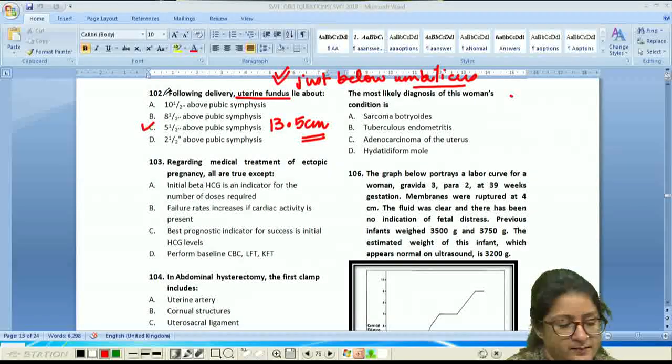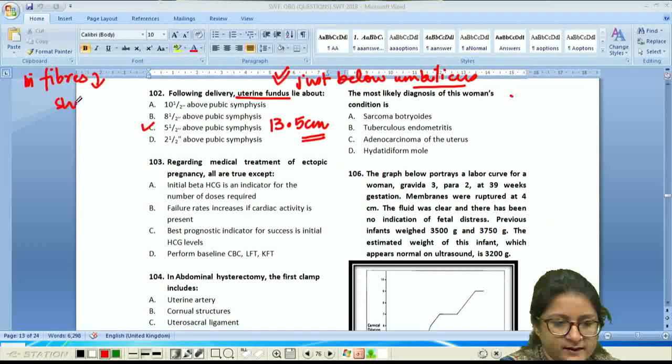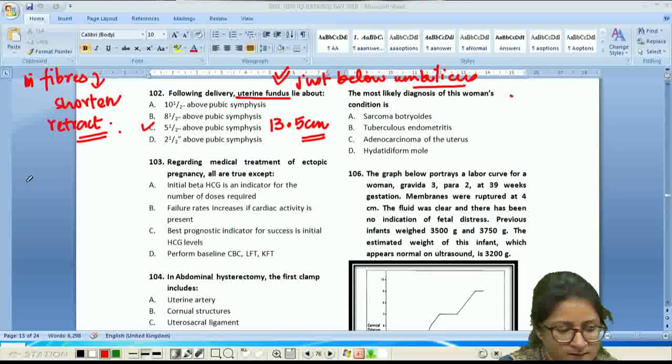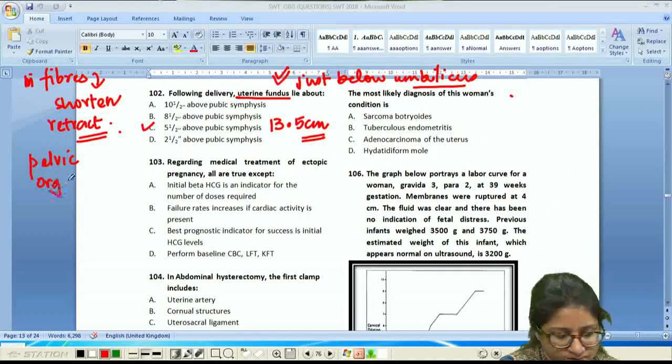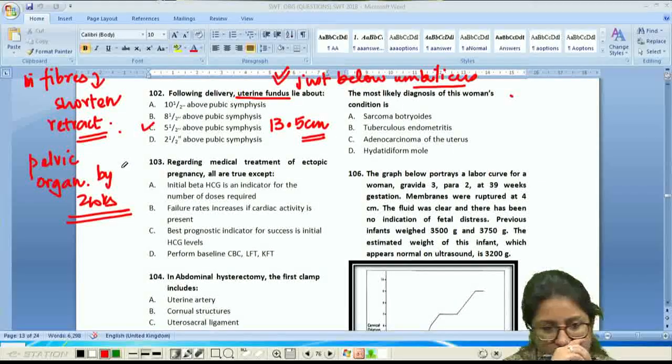And then you have to remember that this uterus basically involutes and contracts to return back to its normal position, and the muscle fibers shorten and retract, right? And it becomes a pelvic organ by 2 weeks. By the end of 2 weeks it becomes a pelvic organ, right?